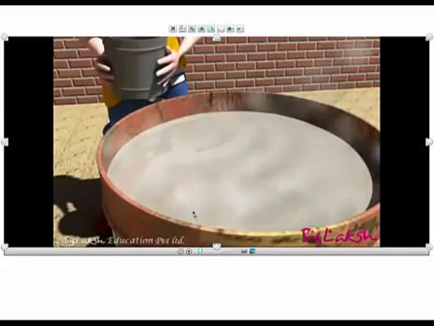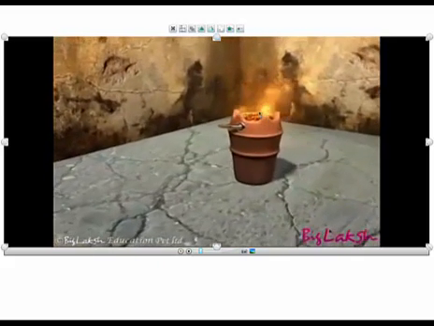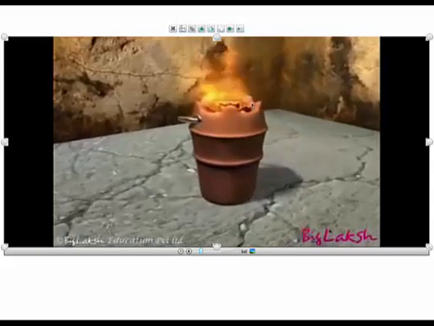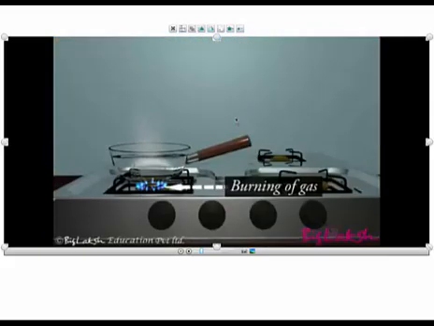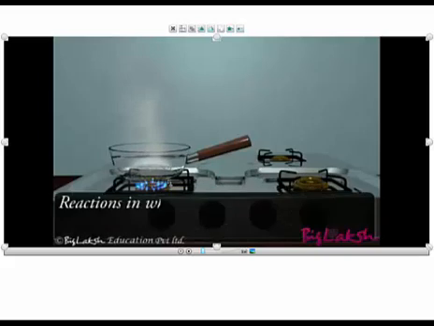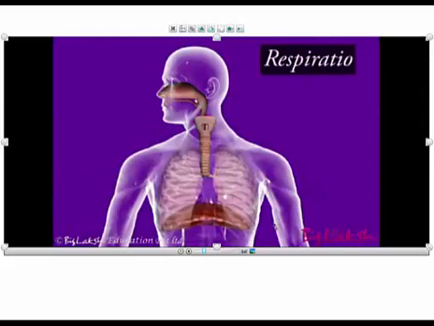So here energy is released, as you can see, and energy is released as coal burns. Here also, as the gas burns, energy is released. So reactions in which heat is evolved and the temperature increases are called exothermic reactions.